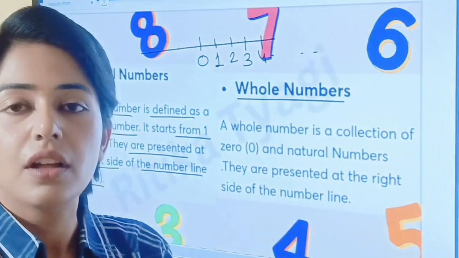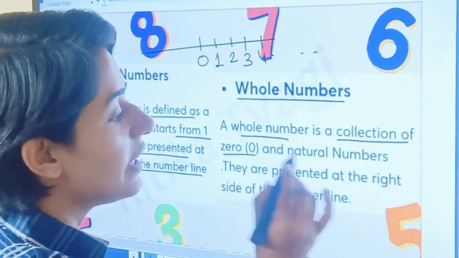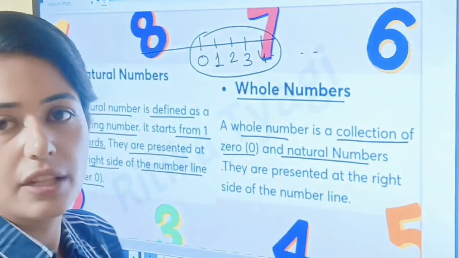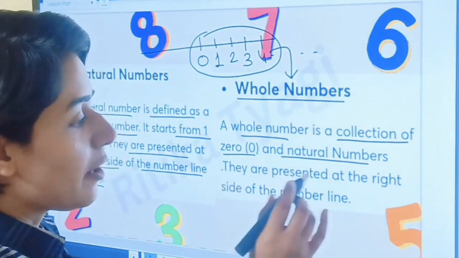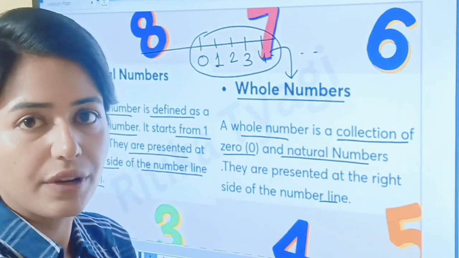Next, whole numbers. What are whole numbers? A whole number is a collection of 0 and natural numbers. Means when 0 is included with the natural numbers, then they are known as whole numbers. They are also represented on the right side of a number line.